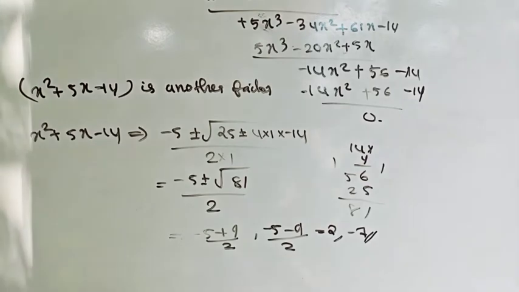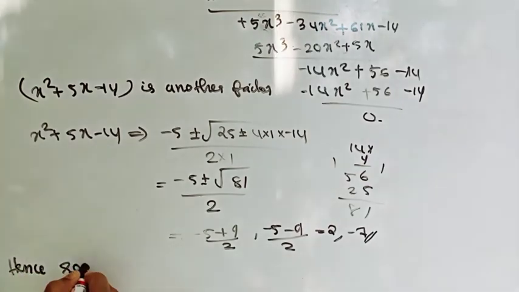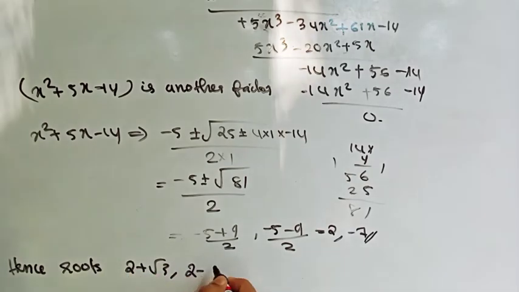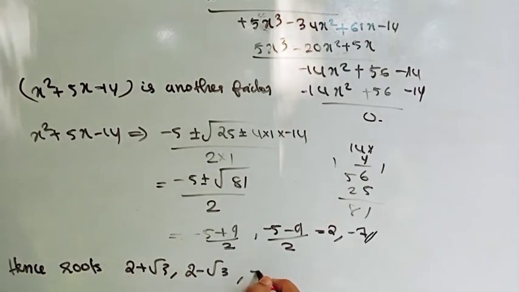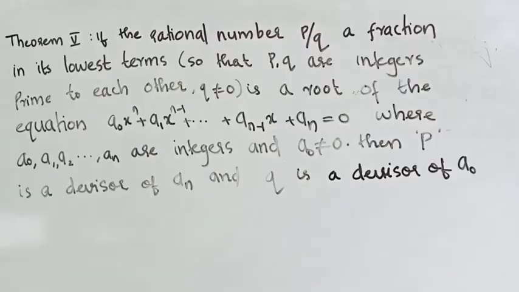Hence the roots for the given equation are 2 plus root 3, 2 minus root 3, minus 7, 2. Okay, now let us go to another theorem in this section. Theorem 5.